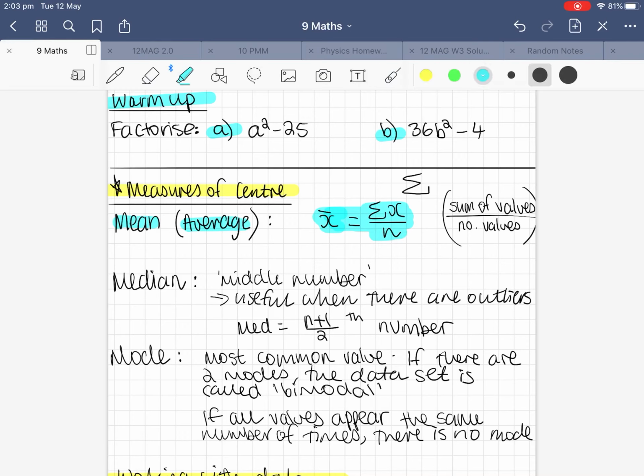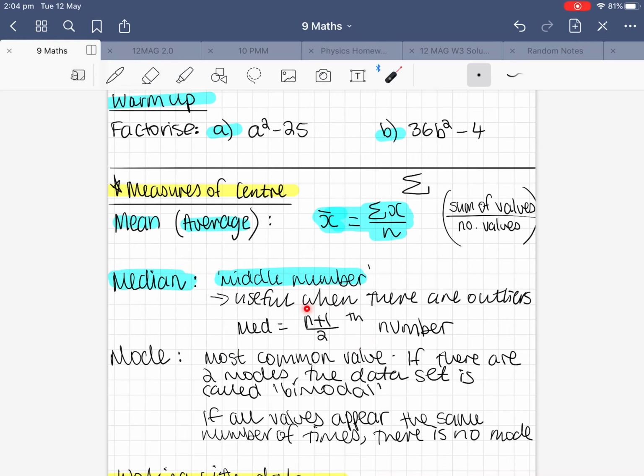Our second measure of centre is the median. You will have known that as the middle number. And the really cool thing about the median is that it's really useful to tell us where the middle of the data set is when there are outliers. And remember, outliers are data points that are way above or way below the rest of the values.